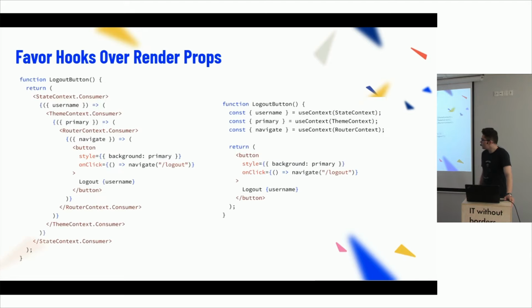So here, okay guys, can you see this part of the screen with those boxes? Okay. So what we have here is a logout button, and our logout button will consume state. We have a username because we would like to show this username within the logout button. We have some primary color from our theme context, and we have some navigate from the router because we are going to navigate to the logout route. And all this is required to display our logout button.